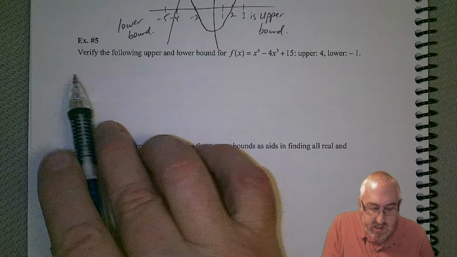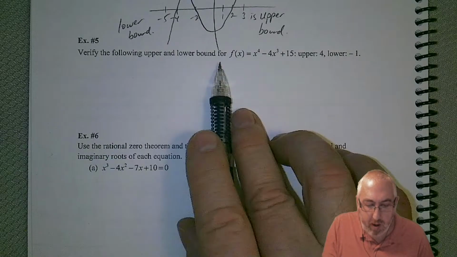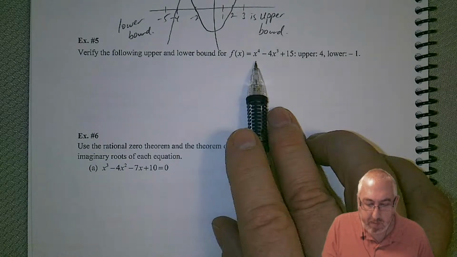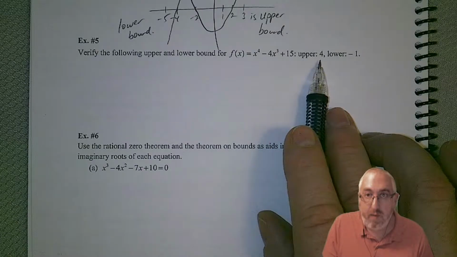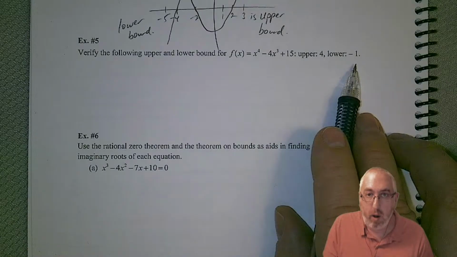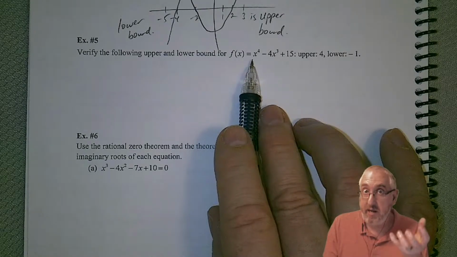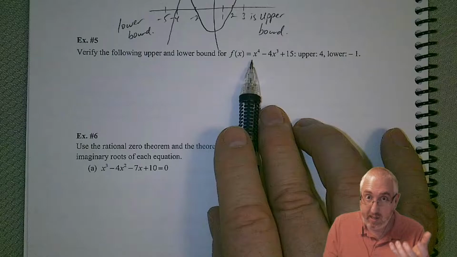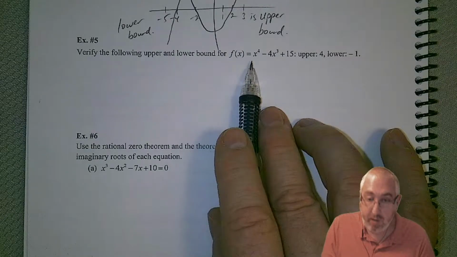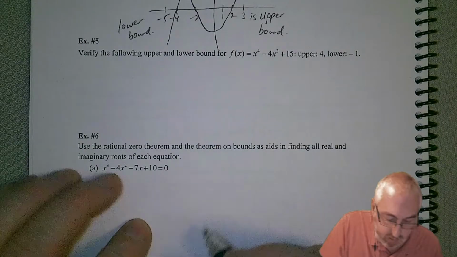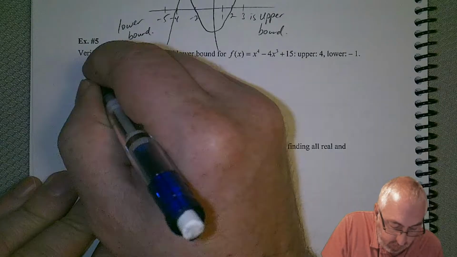So it says verify that the following upper and lower bound for f of x equals blah, blah, blah, blah, blah. Upper is 4, and the lower is -1. Now the other thing to keep in mind is that the leading coefficient is positive. That was something else that needed to be in place. So it is positive, so we should be able to use our tests. So let's check 4 first.